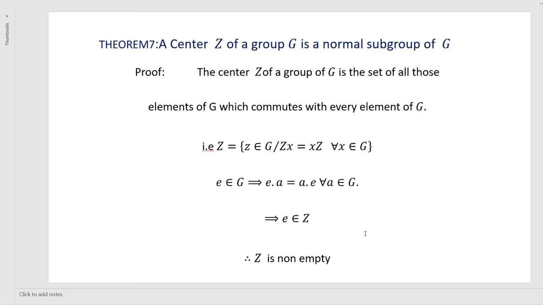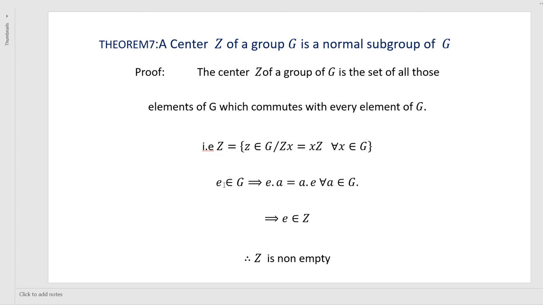Right? Next, the center Z of a group G is a normal subgroup of G. First, consider the center Z of a group G. The center Z of a group G is the set of all those elements of G which commute with every element of G. I write capital Z as small z, the elements of G such that it commutes with every element of G.